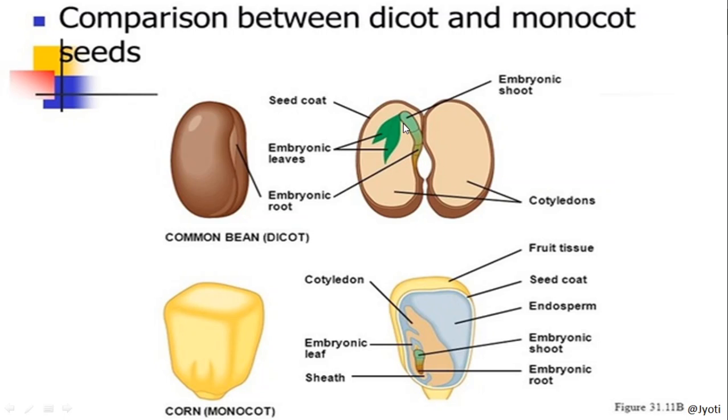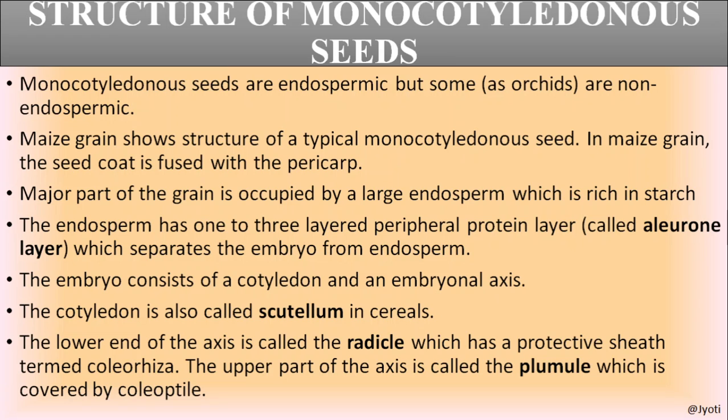So here you can see this is the epicotyl that gives rise to the plumule, and the plumule then gives rise to the shoot. Then here this is the hypocotyl that gives rise to the radicle, and the radicle gives rise to the root. Now next, the structure of a monocot seed. I have already discussed the structure of the monocot seed, but here I will tell you one thing.